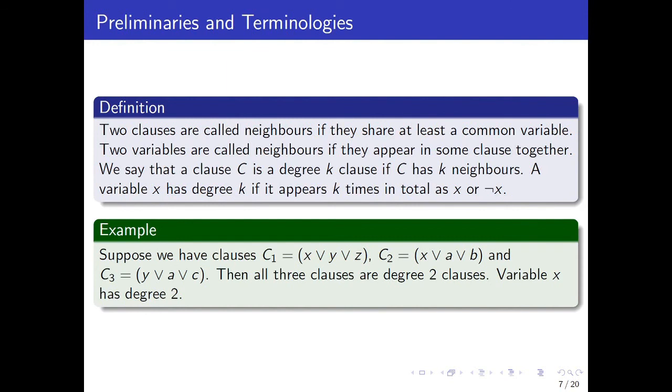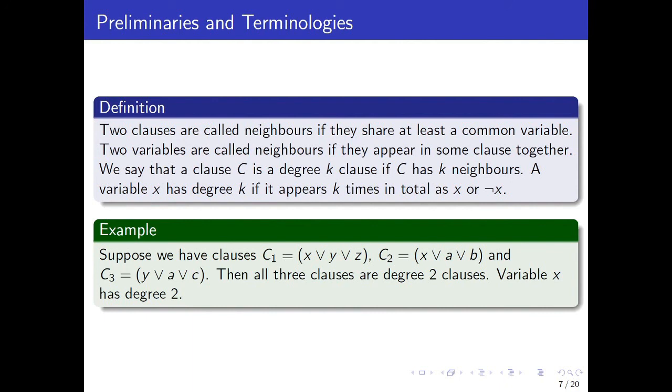So right now, I will first talk about some definitions that we will use throughout the paper. Two clauses are called neighbors if they share at least a common variable. Two variables are called neighbors if they appear in some clause together. We say that a clause C is a degree k clause if C has k neighbors. A variable x has degree k if it appears k times in total as the literal x or negated x.